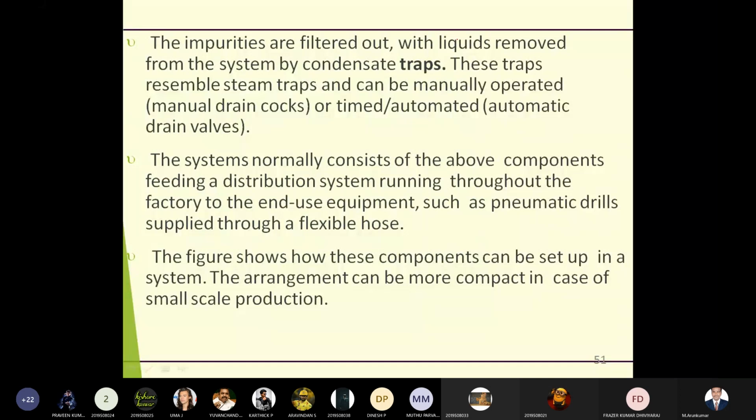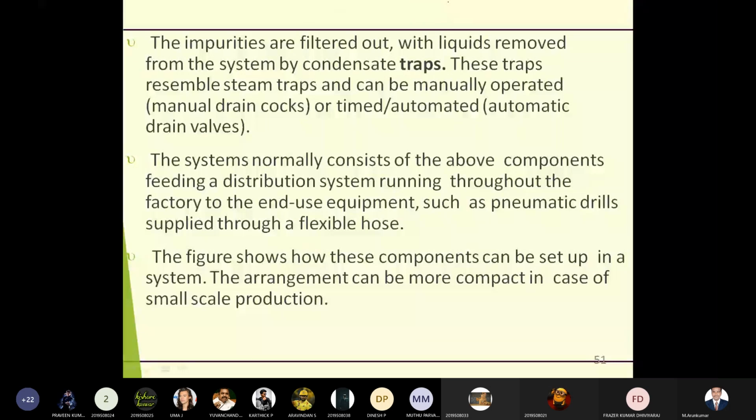Then the systems normally consist of the above components, including distribution systems running throughout the factory to the end-use equipment. So we need some piping connections also to supply the compressed air to all the departments of the company, through the factory to end-user equipment such as pneumatic drills, supplied through a flexible hose. So we need flexible hoses to supply the compressed air.